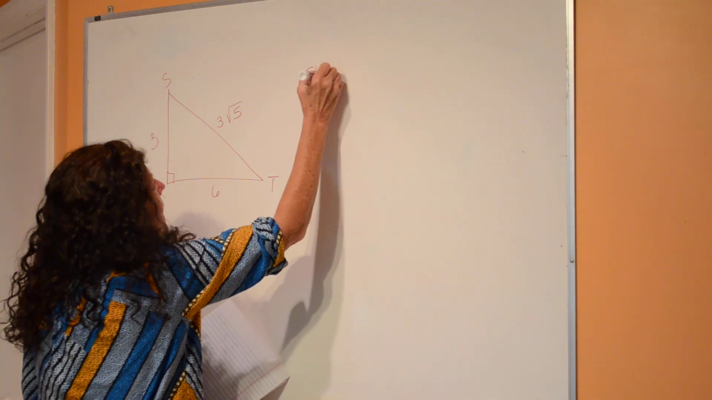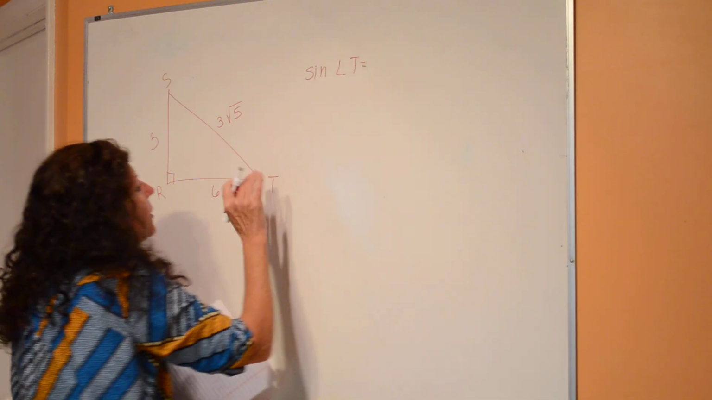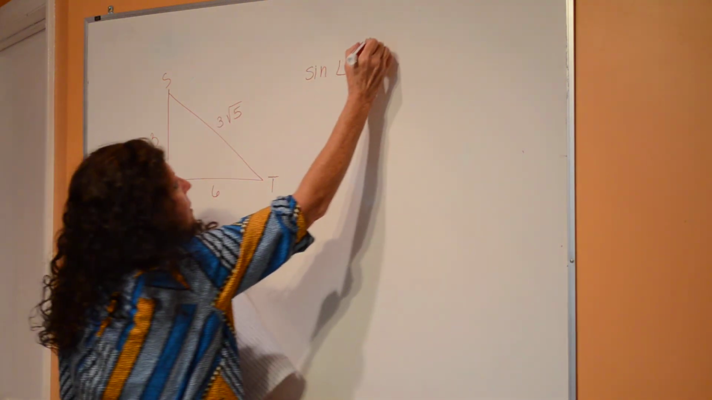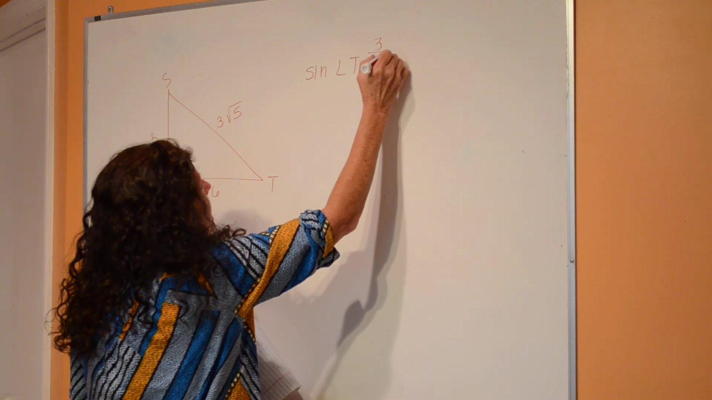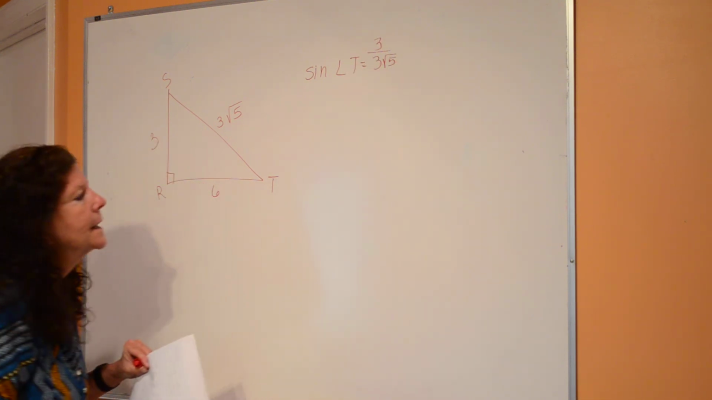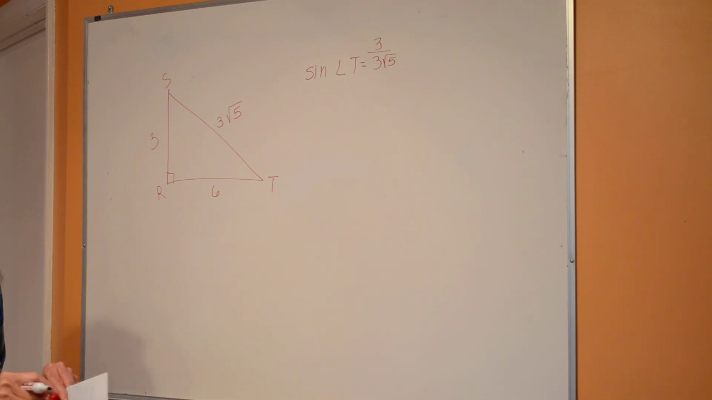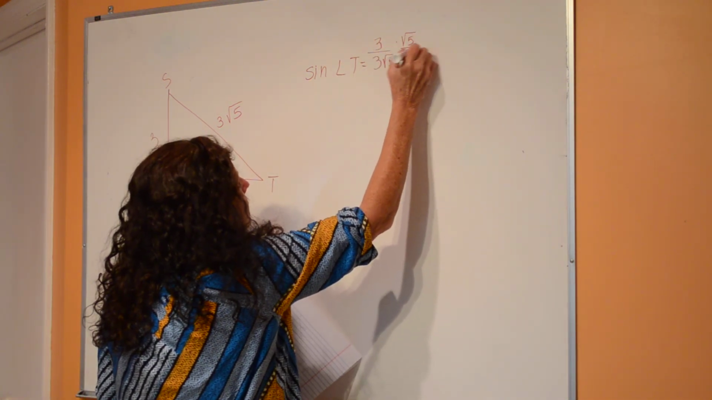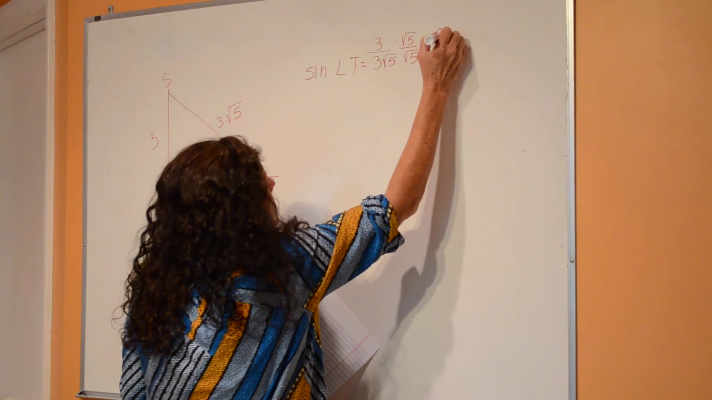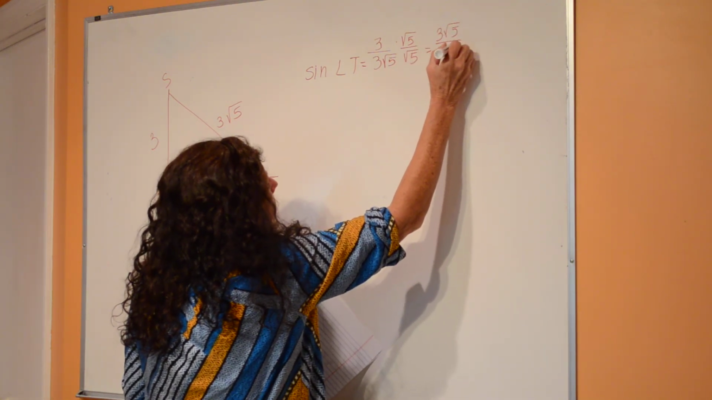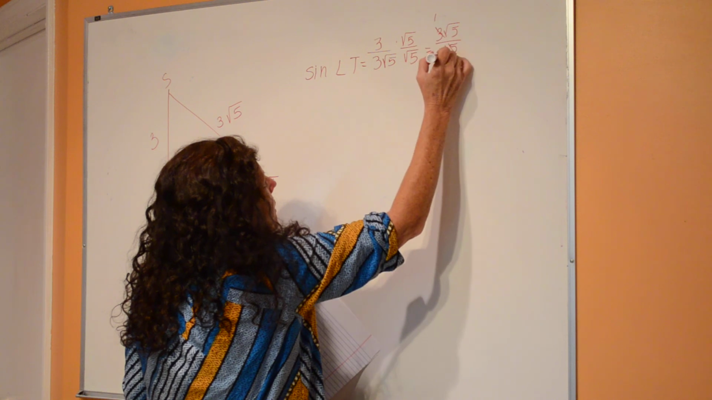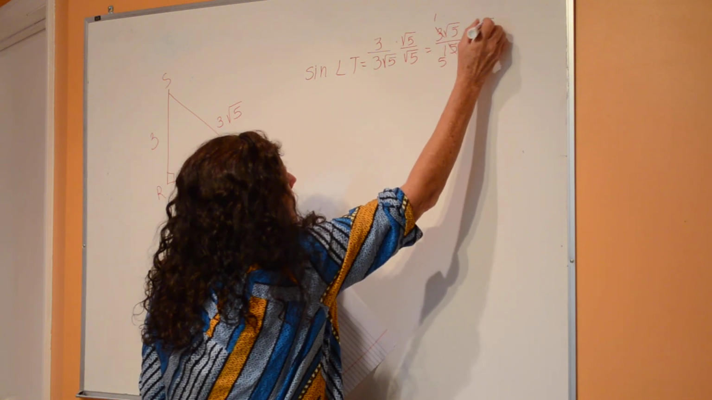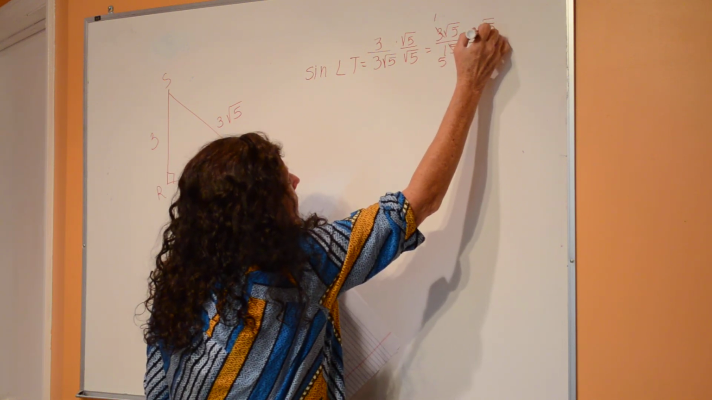So the sine of angle T. Remember, sine is opposite over hypotenuse, so it's 3 over 3 on the square root of 5. But I have a square root on the bottom, which I can't have, so I have to rationalize the bottom. So I have 3 on the square root of 5 over 15. Reduce that down to 1 over 5. So the square root of 5 over 5.